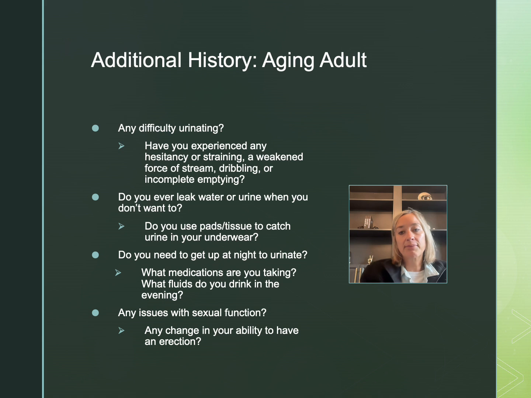Do you need to get up at night to urinate? And if so, what medications are you taking? What fluids do you drink in the evening? Sometimes minor changes can reduce nighttime disturbances.